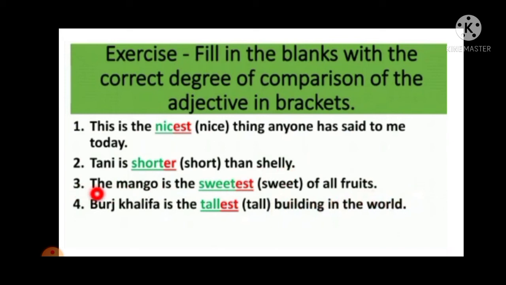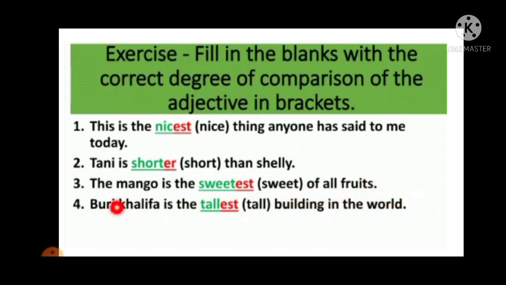The third sentence: the mango is the dash (sweet) of all fruits. So sweet is there. The mango is compared with the rest of the fruits, with all the fruits. It's more than three fruits. So here we put the superlative, that's why we put -est. The mango is the sweetest of all fruits.